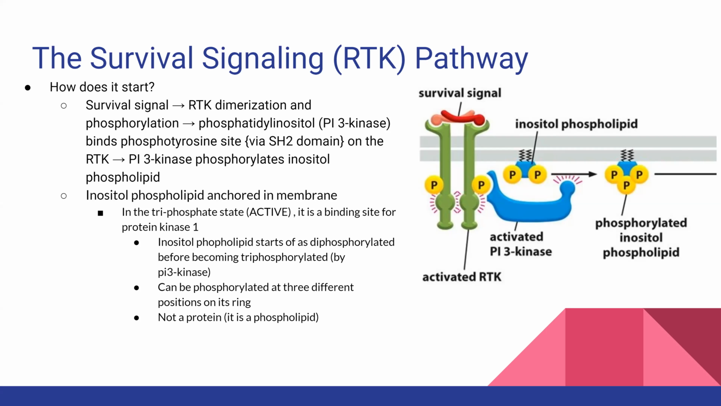And so initially, inositol phospholipid will start off in the diphosphorylated state, which means it has two phosphates. And the PI3 kinase will activate it. And so then inositol phospholipid goes from having two phosphates to three phosphates. So then in the triphosphate state, it's active and it becomes a binding site for protein kinase 1, which is the next part of this pathway.